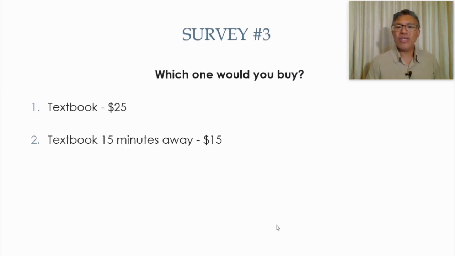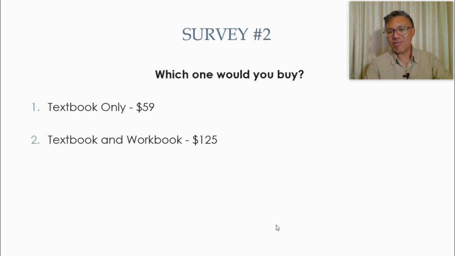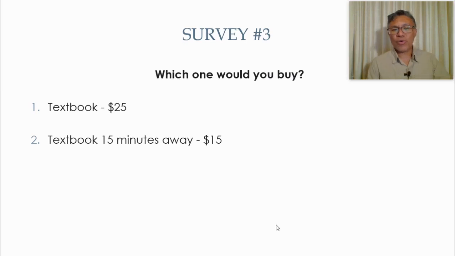Okay, survey number 3, you go to the bookstore. At the bookstore, you see the, oh, by the way, the workbook here is not required, right? The only thing that's required is the textbook. Survey number 3. Okay, so you go to the bookstore, you see the required textbook for $25. There's a person next to you that just got a phone call from his friend. His friend is at the bookstore down the street, and his friend says, hey, I found the textbook. I found the textbook for only $15.